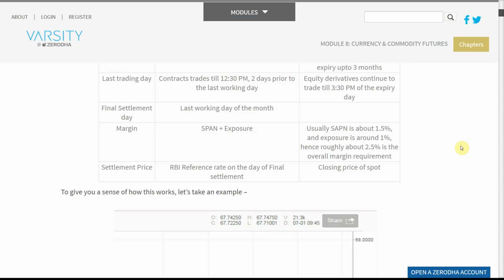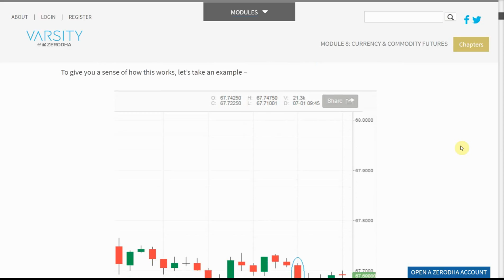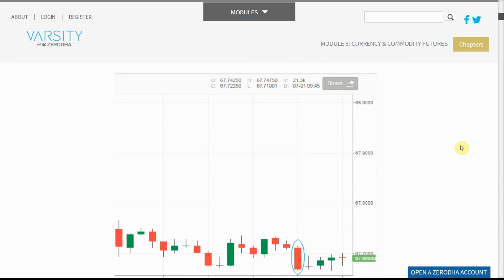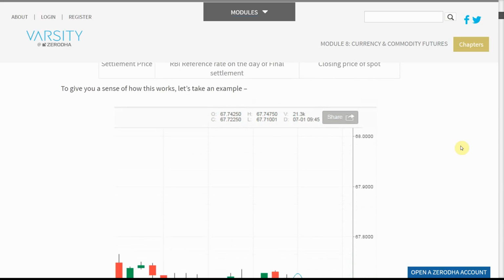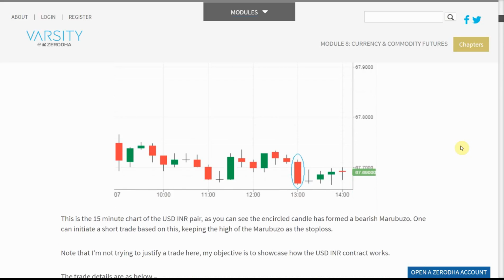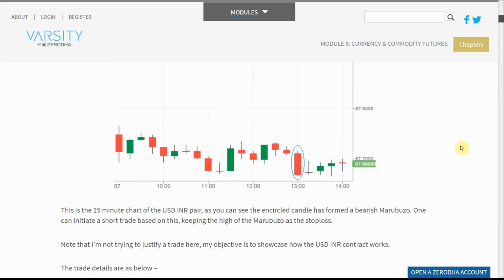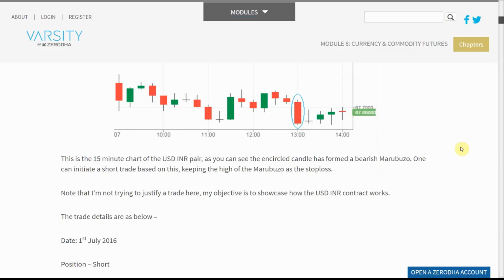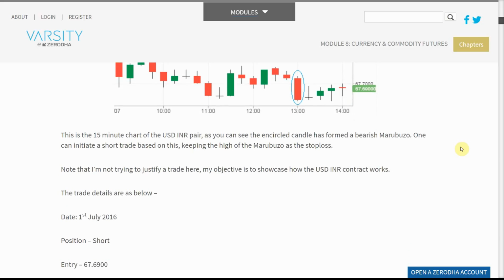To give you a sense of how this works, let's take an example. This is the 15-minute chart of the USD-INR pair. As you can see, the encircled candle has formed a bearish Marubozu. One can initiate a short trade based on this, keeping the high of the Marubozu as the stop loss. Note that I'm not trying to justify a trade here. My objective is to showcase how the USD-INR contract works.